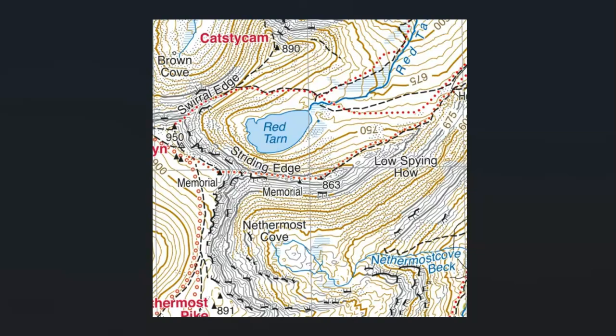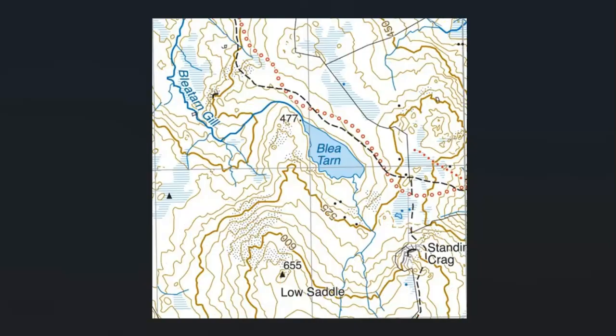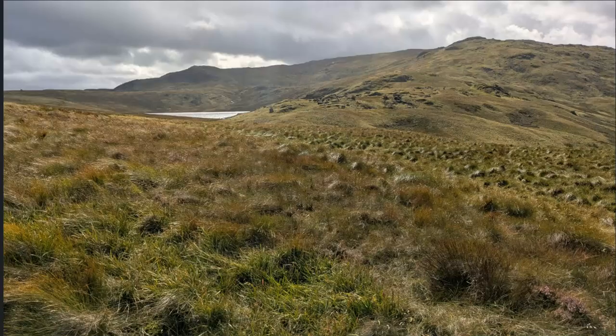These are all extracts from the Harvey Maps 1 to 25,000 scale, and I've discussed using these extracts for these navigation tasks with Harvey's, and they've given me permission. So let's have a look at that photograph. To start with, what can we see?